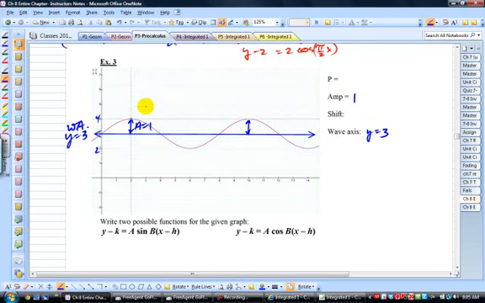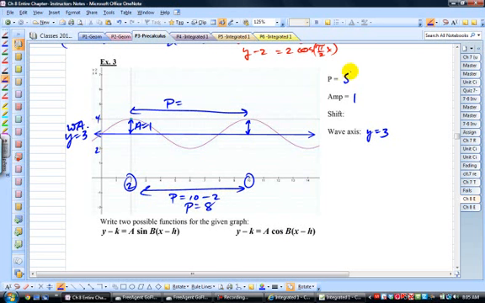The period length is seen to be here. What's the period? Well, from 2 to 10. Period is 10 minus 2, so the period length is 8. And the question is, what's the shift?